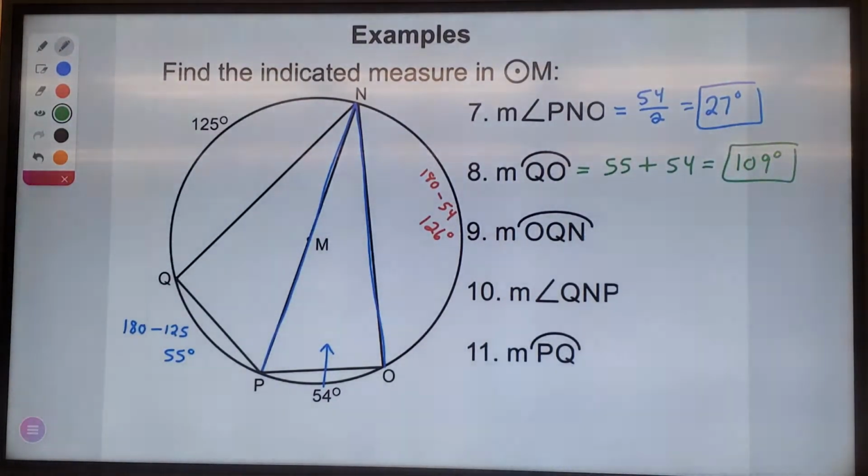And again, since this is an arc, I can ask the question to classify this, and since it's 109 and not more than 180, then this is a minor arc. Okay, so I'm going to write minor next to it.